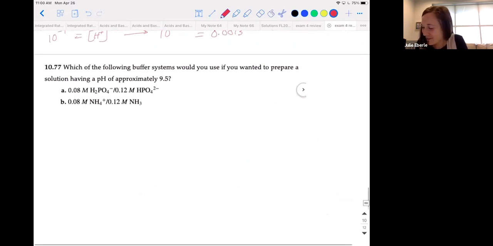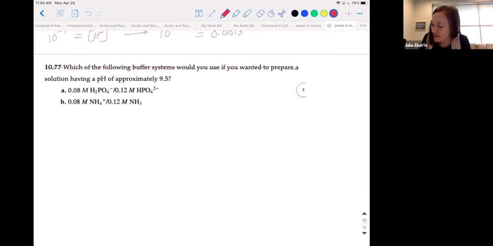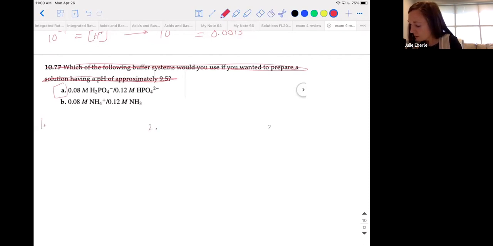You're a week away. Okay, which of the following buffer systems? This question I realized is not exactly what I wanted it to ask, so ignore that. We didn't actually get to talk about that. Let's pretend we have a buffer like solution A. We have 0.08 molar H2PO4 minus. We have 0.12 molar HPO4 2 minus. We're going to do a 3-part buffer problem: a part 1, then a part 2, then a part 3.